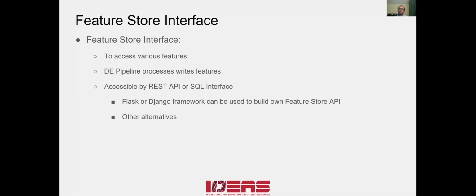And feature store interface provides unified serving of ML features to enterprise users. And this interface can be either SQL supported or a REST API. Details about each method and how they work can be shared using a metadata repository or registry. And most data scientists are comfortable using either SQL or REST API interface. If you're using Python, there are a bunch of frameworks like Flask and Django that can be used to build your own feature store API for the interface. There can be other alternatives, but it is up to the enterprise what fits their needs.